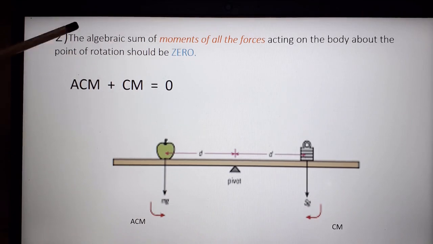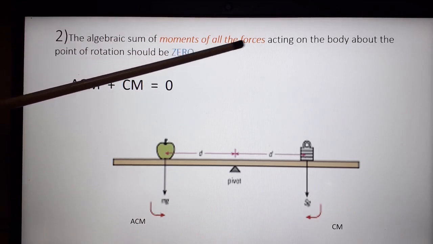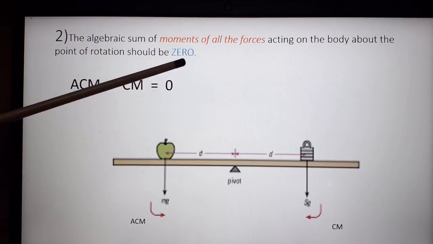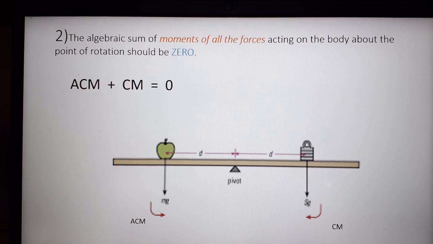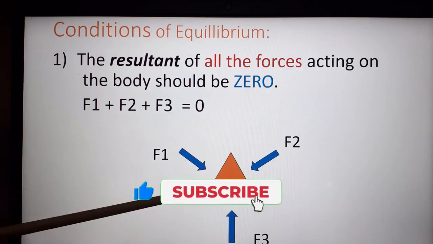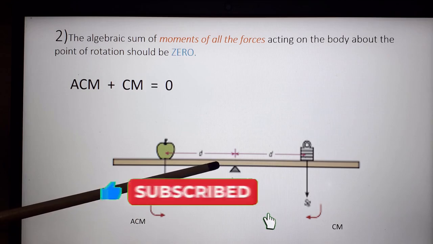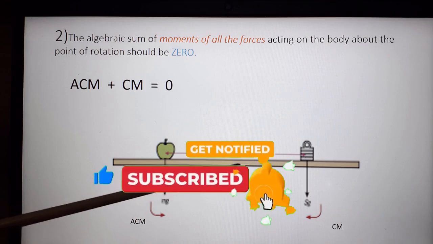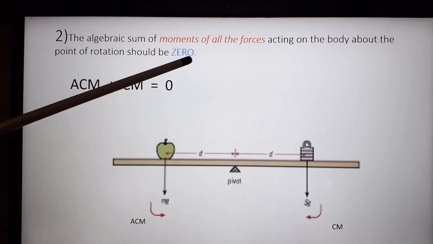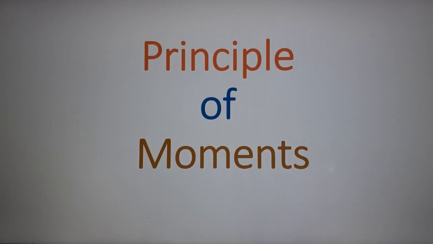So what is our second condition? Algebraic sum of moments of all forces acting on the body about a point of rotation should be 0. First condition was for translational motion, that is, an object which was not fixed at a point, free to move. And the second condition is for an object which is pivoted at a point. So it is for rotational motion, right? Now let's start with the next topic, principle of moments.